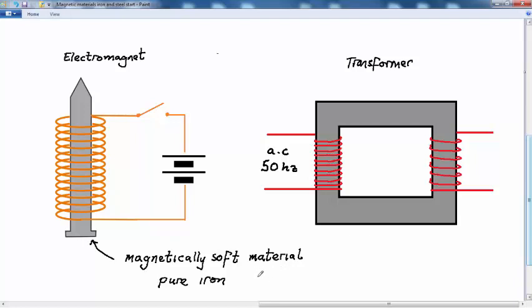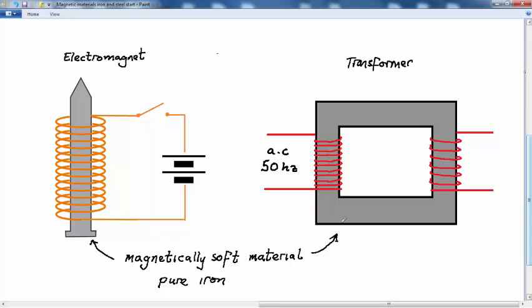So exactly the same thing applies to the core of the transformer. Okay, in this case we have a 50 Hz AC current going into the primary coil of the transformer. What that's doing is it's magnetizing and demagnetizing the transformer core 50 times a second. So again, the same applies. You don't want the core retaining its magnetism. You want it to be able to gain and lose its magnetism easily 50 times a second.